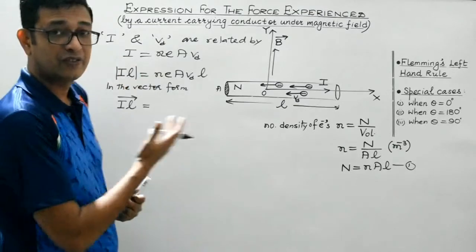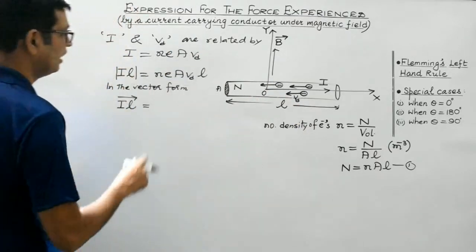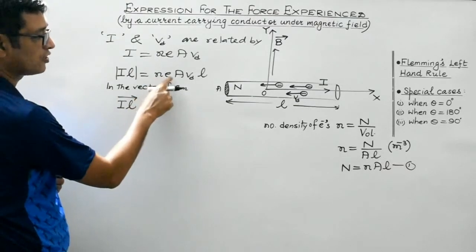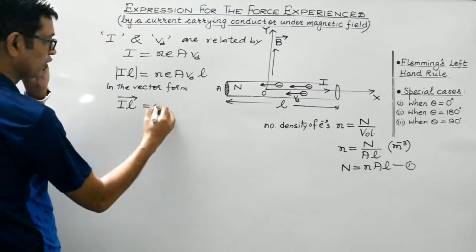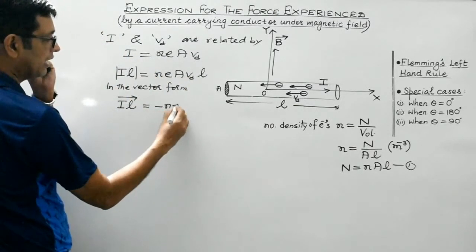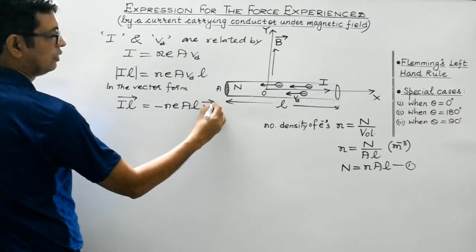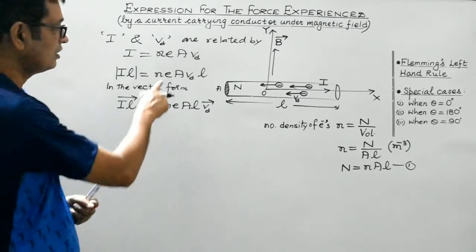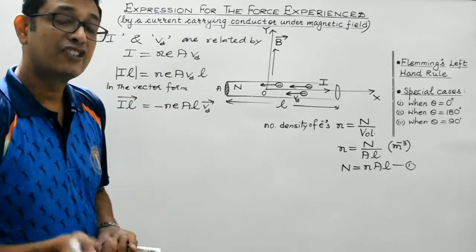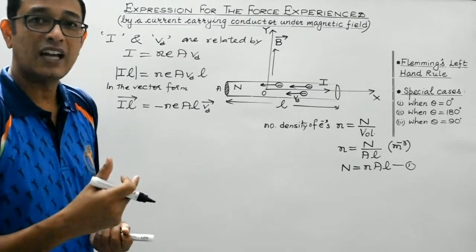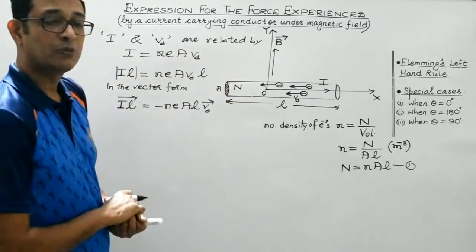So if the left hand side is written in the vector form, then we need to write the right hand side also in the vector form. Here, number density of electrons, charge, area, length, these all are scalar, but velocity is vector. So it will be minus NEAL Vd. Students, why this negative sign? Because electrons are negatively charged and they drift in a direction opposite to that of the direction of the current element. Look at this particular diagram.